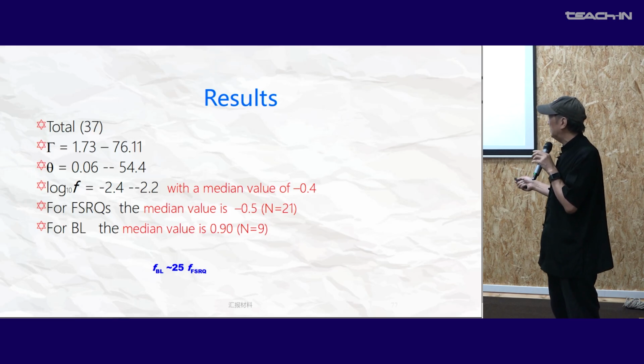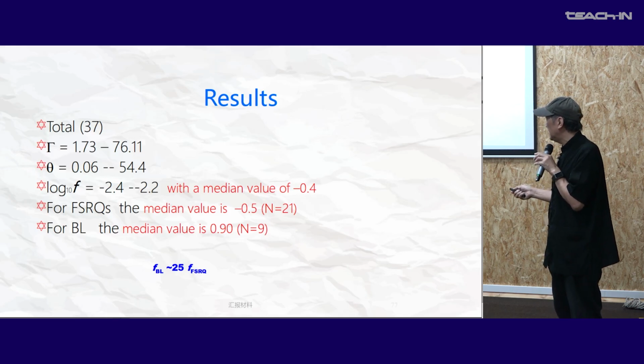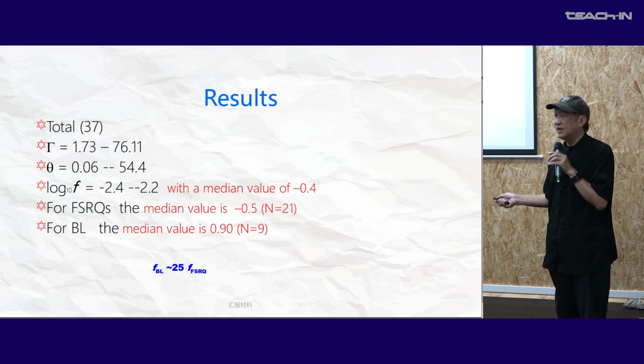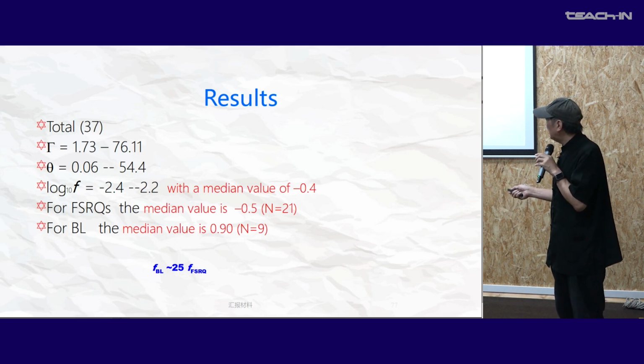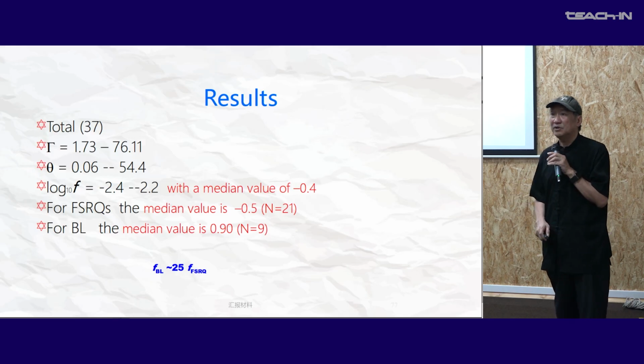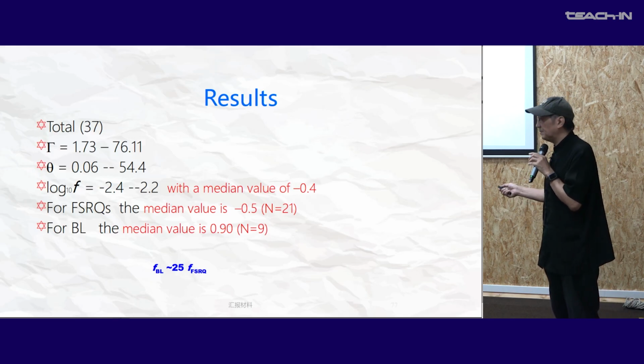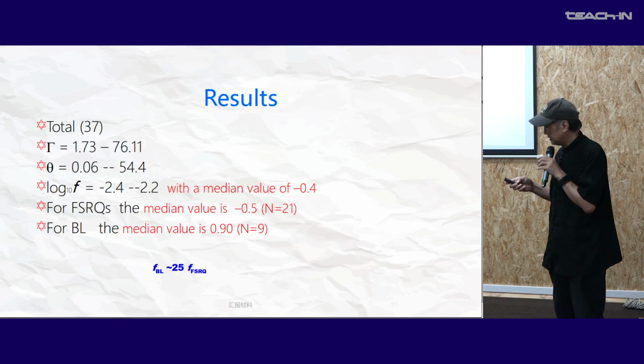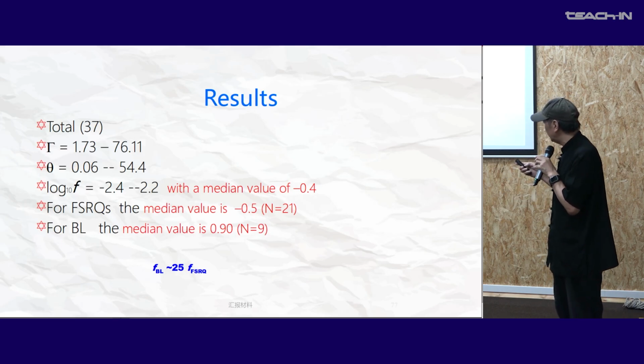minus 0.5, and for BL Lac-like objects, the median value is 0.9. So F for BL Lacs is about 20 times that of FSRQs. This is from this sample.